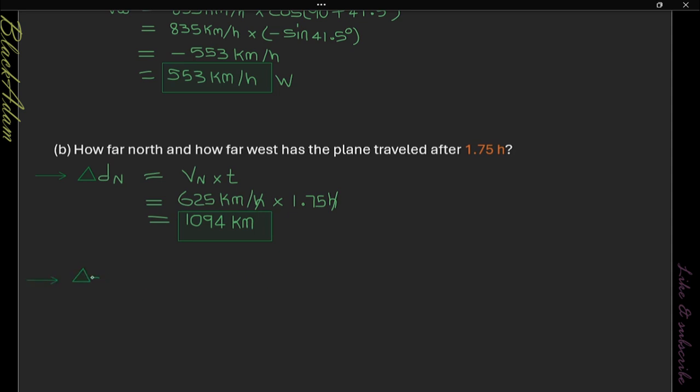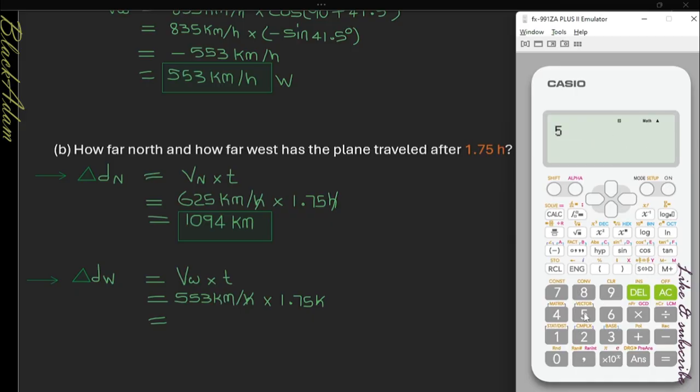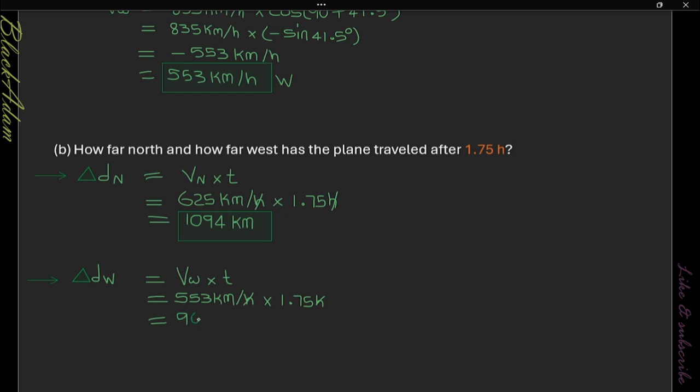And then displacement in the westerly direction, so that's going to be the western distance, velocity multiplied by time, and that's our value for the western direction. That's 553 kilometers per hour, and that multiplied by the time in hours, it's 1.75 hours. So hours cancel each other, so we are left with distance, so that's 553 multiplied by 1.75 to give us 968 when you're rounding off. So 968 kilometers, yeah, that's the distance traveled.